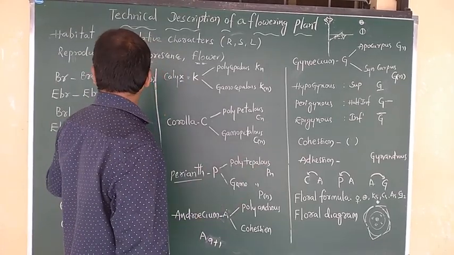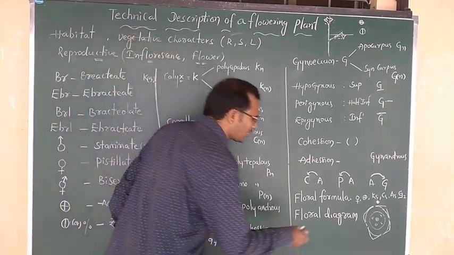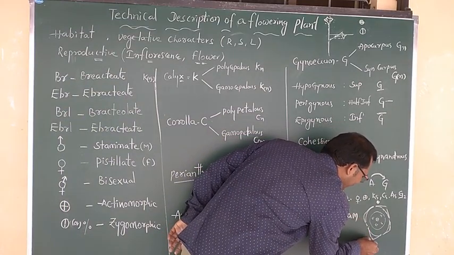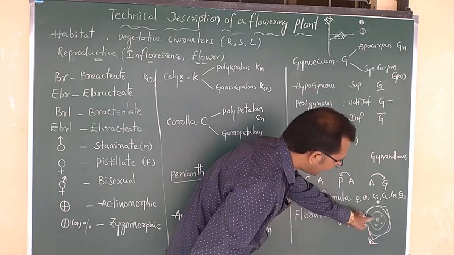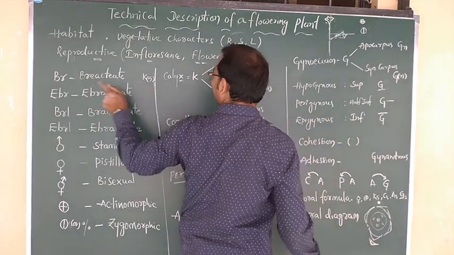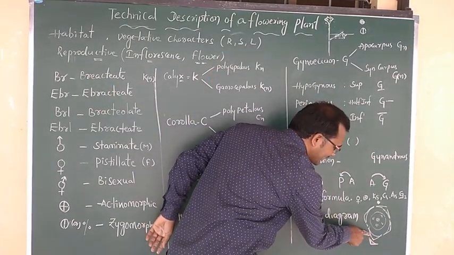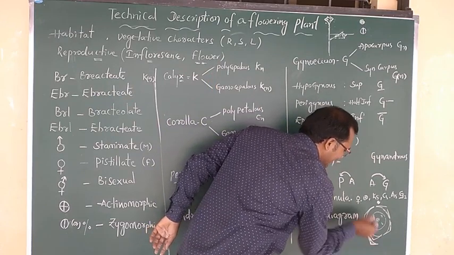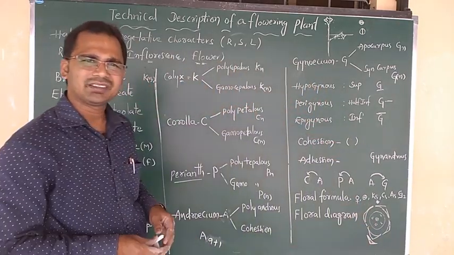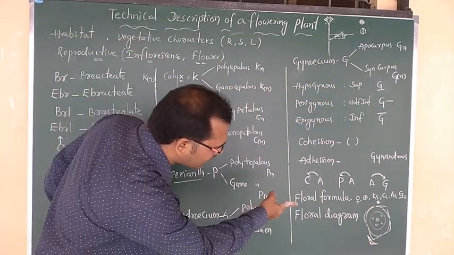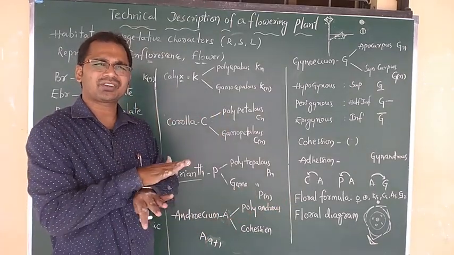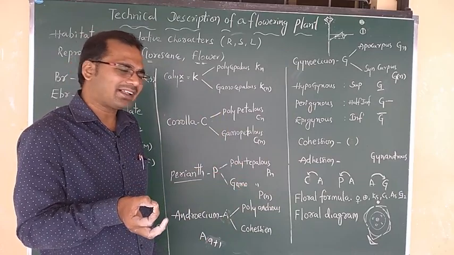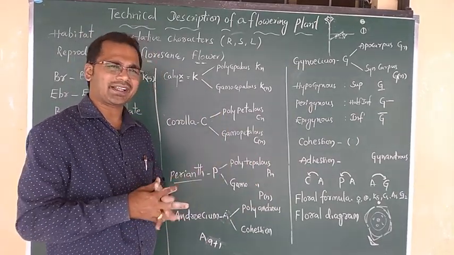But in the floral diagram, we can draw the bract outside of the floral diagram. Outside of the floral diagram we can draw the bract. It indicates bract, and it indicates calyx. In case a bract is present, we can draw that. If the bract is not there, we are not drawing that. That is, the bract is indicated outside of the floral diagram.